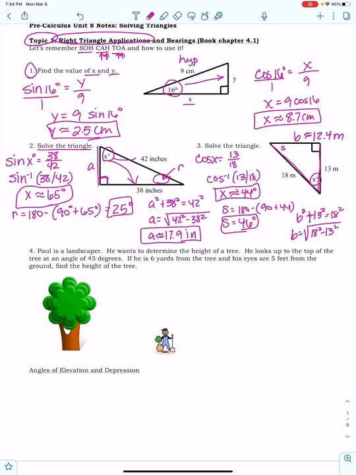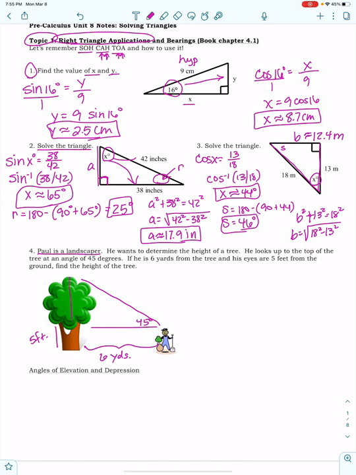Oh, you know what? I better look at Paul first. Okay, so let's look at Paul. All right, he wants to determine the height of a tree. He looks up to the top of a tree at an angle of 45 degrees. So that's going to be 45 degrees. If he is 6 yards from the tree, so that's 6 yards. And his eyes are 5 feet from the ground, so that's going to be 5 feet right here. Find the height of the tree.